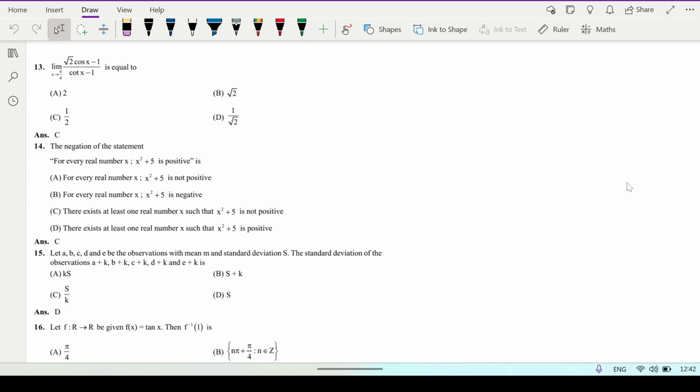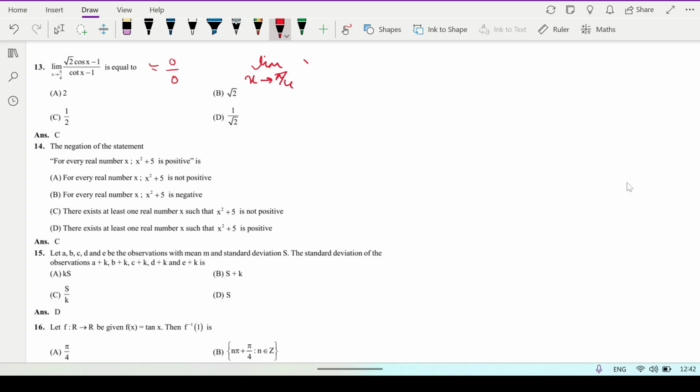Now the 13th question, that is limit x tends to pi by 4 of (root 2 cos x minus 1) divided by (cot x minus 1). If we substitute the value x is equal to pi by 4 directly, then we get 0 by 0 form, which is an indeterminate form. Then to simplify this, we have to use L'Hopital's rule. That is, we have to differentiate the numerator and denominator separately.